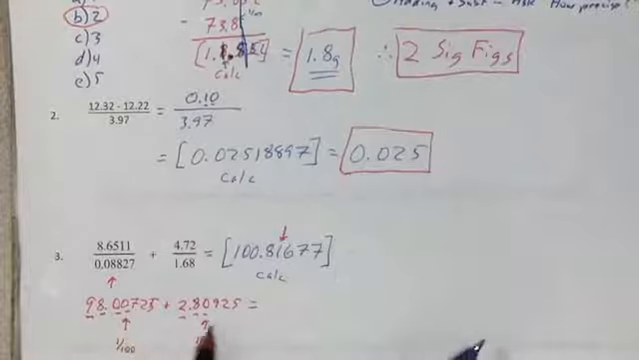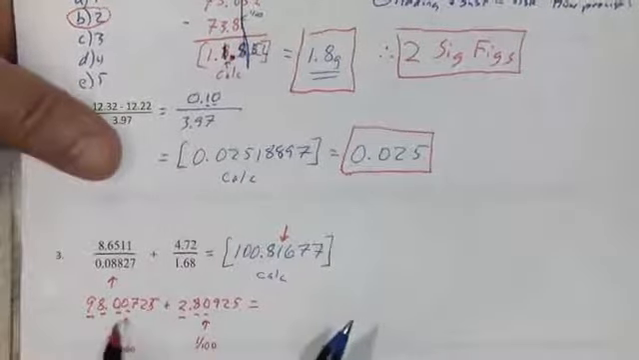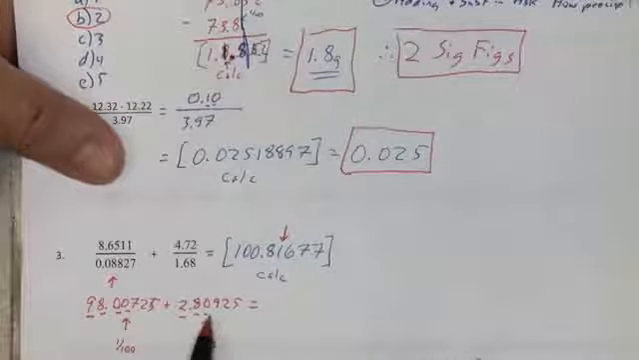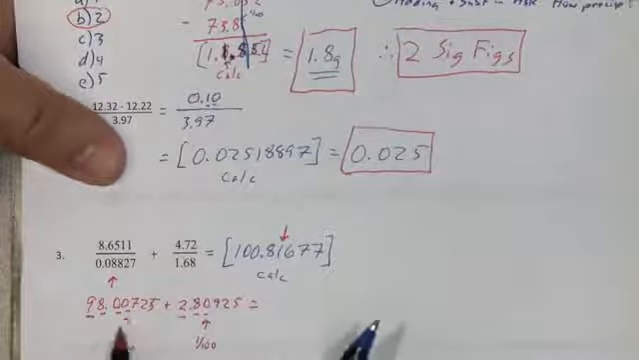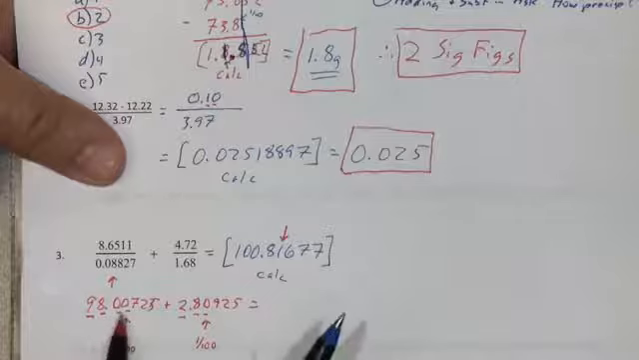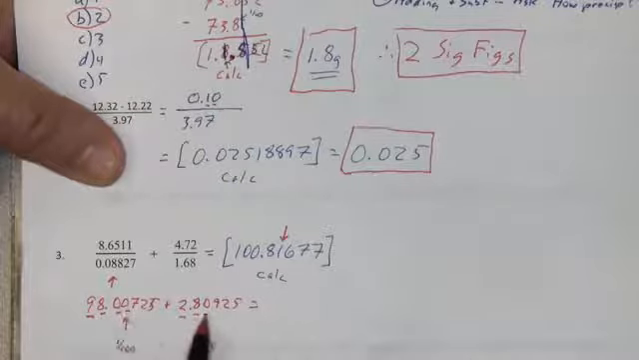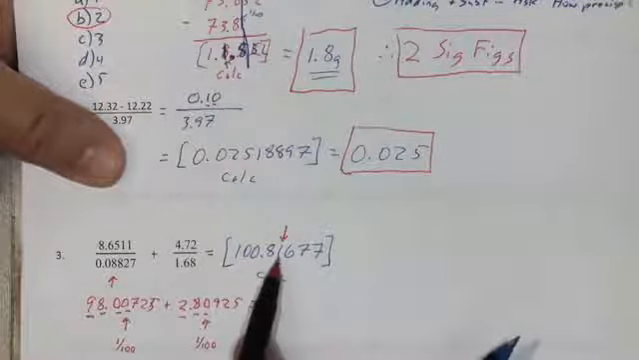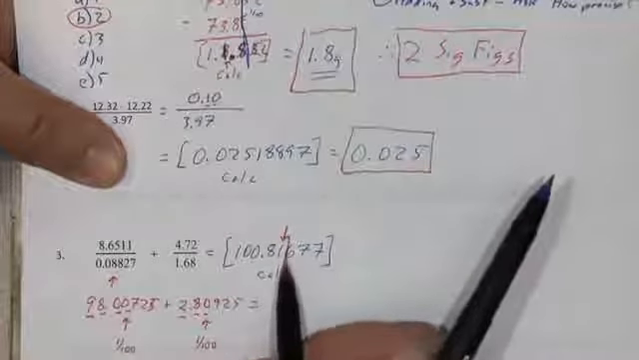Remember, when we add, we don't ask how many significant figures. We ask how precise is it. And I have underlined the significant figures. I keep the other numbers so that we will avoid round-off error. But I underline the significant figures. This is precise to the 1/100th place. This is precise to the 1/100th place. So the answer is precise to the 1/100th place.